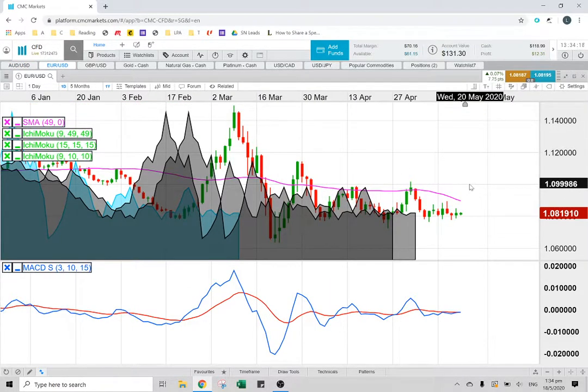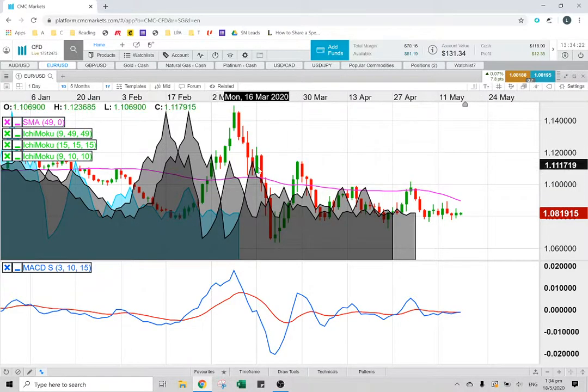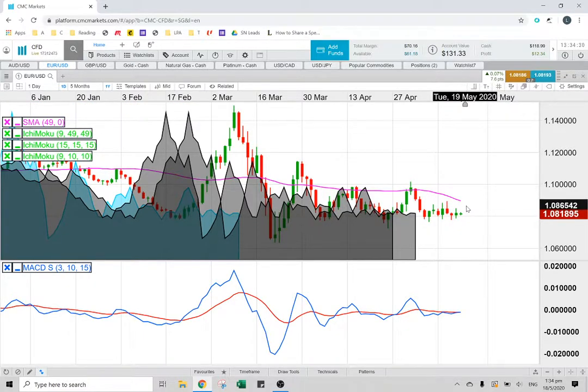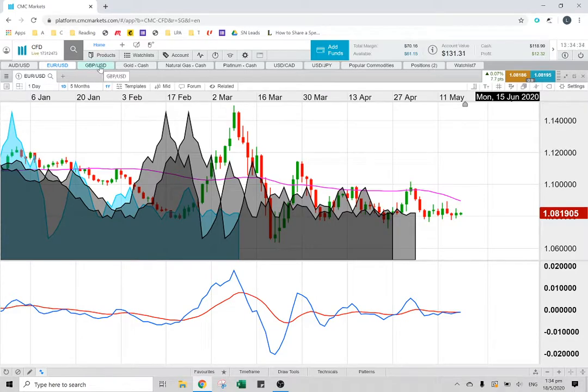Euro dollar still very flat, although it's coming off in the next couple of days, 2, 4, 6, 8, 10 as well. 10 days before we are looking at a slightly positive picture, but overall flat. So no trade. We're gonna skip this. It's just too flat to do anything for now.